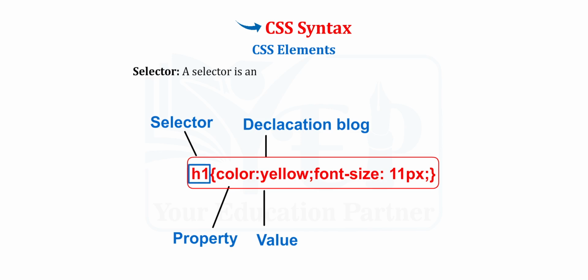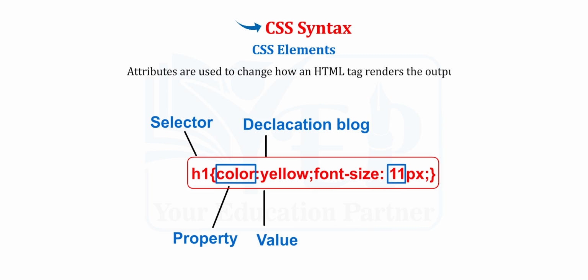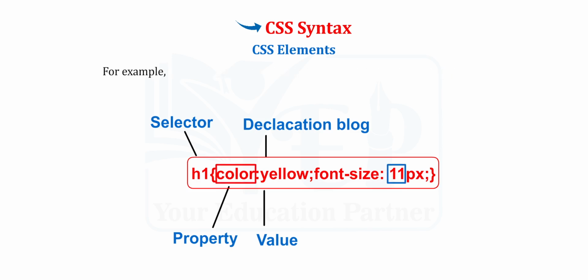Selector. A selector is any HTML element that needs to be styled. Tags like p, h1, title, etc. can be formatted using CSS. Property. CSS properties are like HTML attributes. We have learnt about attributes in the previous class. Attributes are used to change how an HTML tag renders the output. For example, color, size, border, height, weight are all examples of attributes.